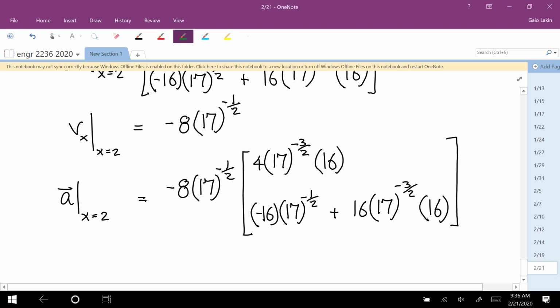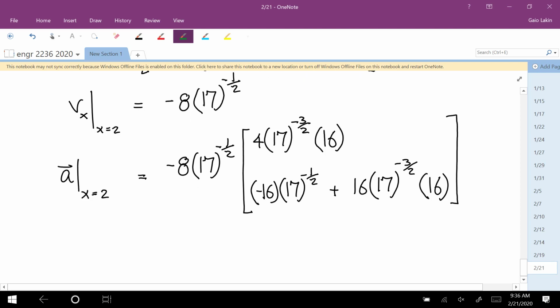And we're looking for, well, that's the acceleration. And then to get the net force evaluated at x equals 2, that's just going to be the mass, which is 3. So this is just going to be 3 times that acceleration.